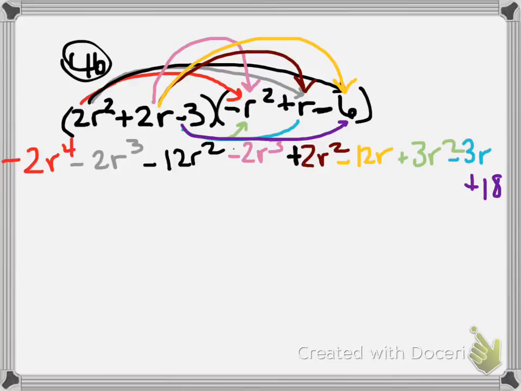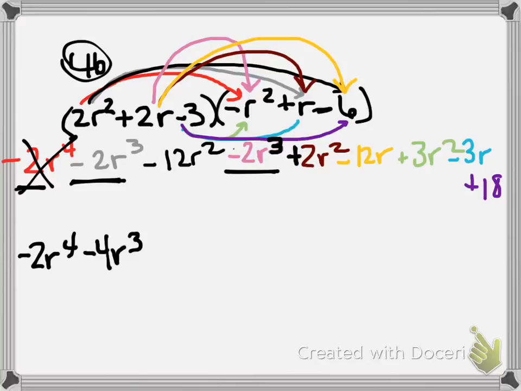So in that whole string of terms now, we're looking for like terms to combine. I'm just going to look, only this first term has an r to the fourth power on it. It will not combine with anything else. So I'm just going to rewrite that. Now as far as r cubed, or r to the third power, there's two of them. Combine those, you get negative 4r cubed.